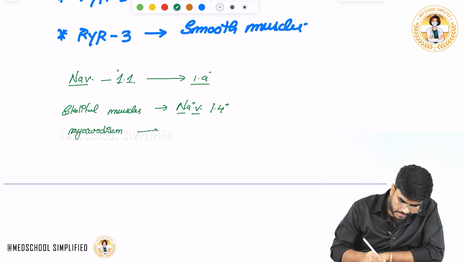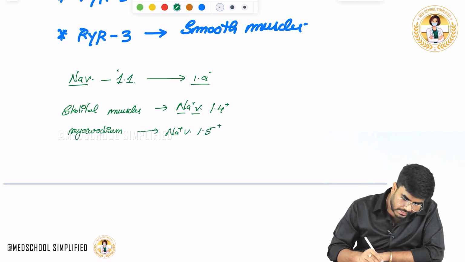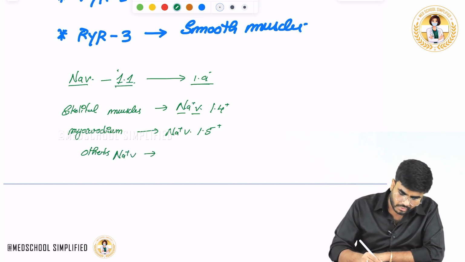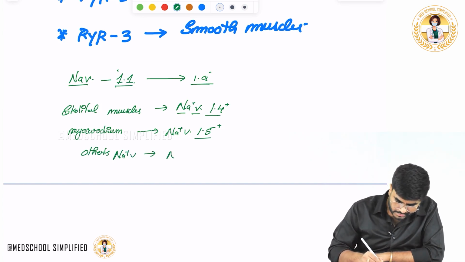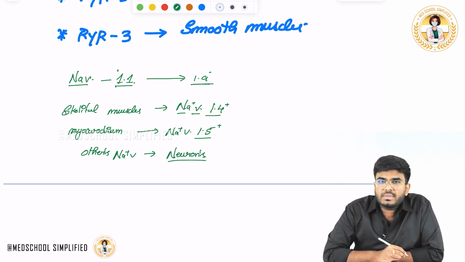On myocardium, voltage gated sodium channel 1.5 type is present. And all the other voltage gated sodium channels, except 1.4 and except 1.5, are present on the neurons. So now we are discussing the skeletal muscle. On the skeletal muscle, which kind of sodium channel is present? Voltage gated sodium channel number 1.4.